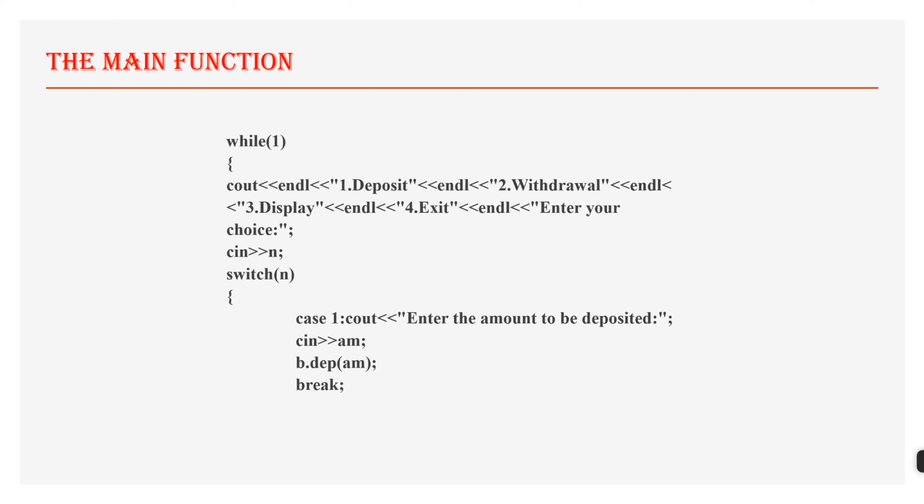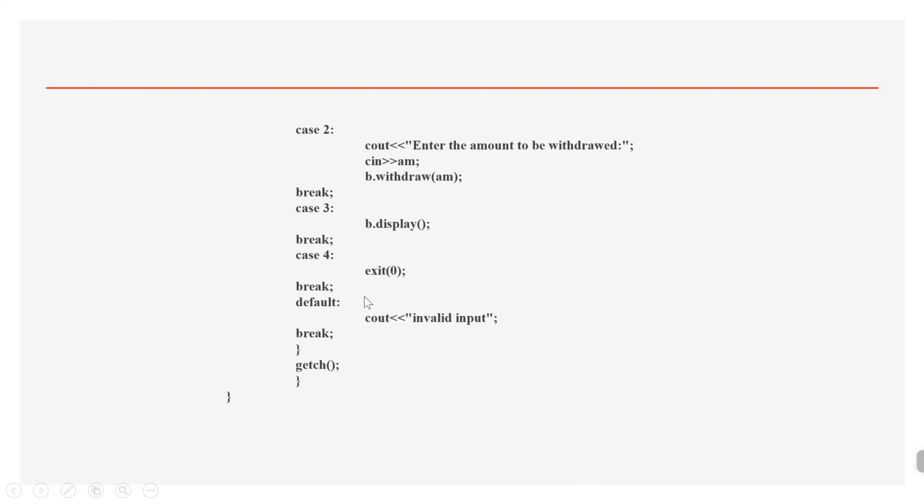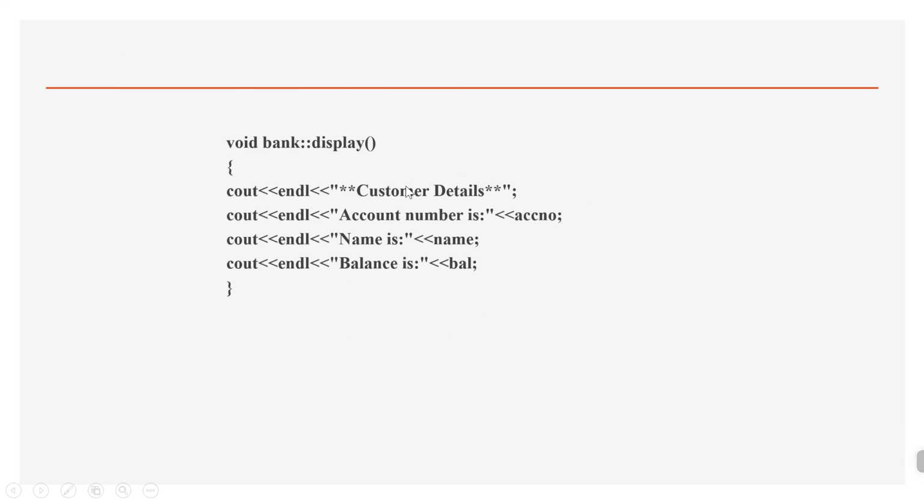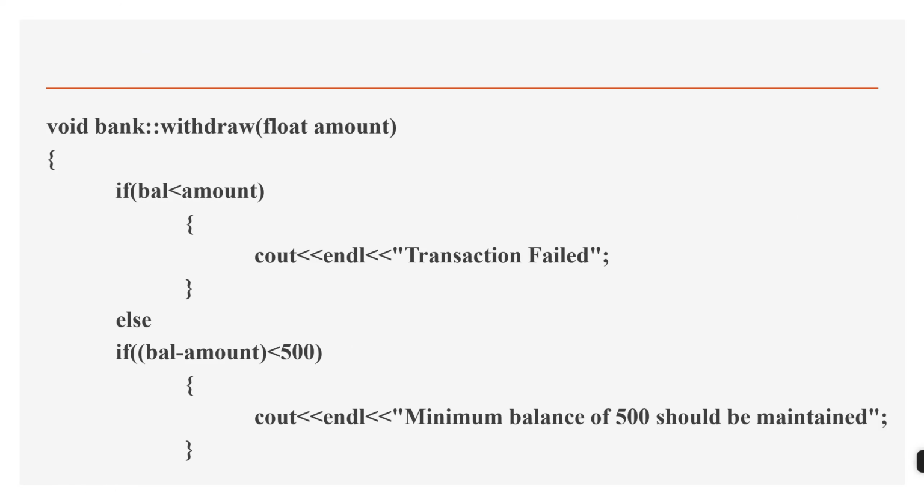Okay, now this deposit is done. Next is withdrawal. How much do you want to withdraw? Let us say I want to withdraw 500 rupees. So now B dot withdrawal. Withdrawal is another function. What is the amount? 500 rupees. Now what is the balance? 1500 rupees. What is the amount you are going to withdraw? 500 rupees.